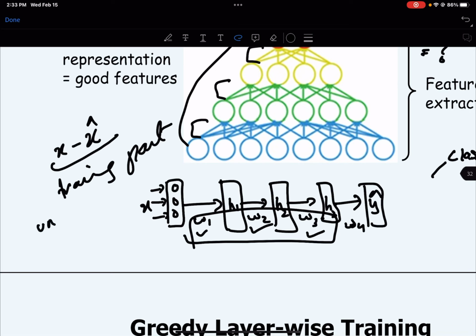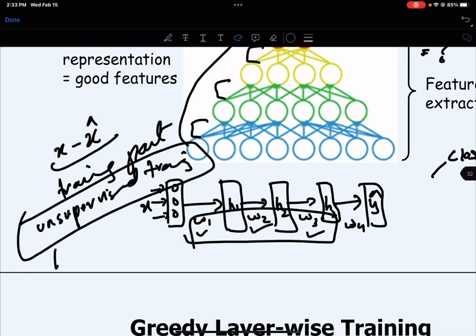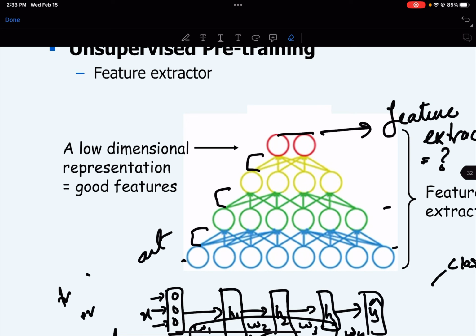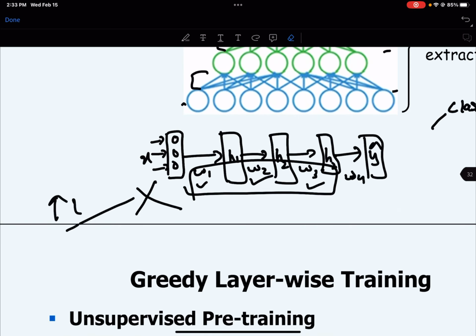So this is unsupervised training, where we are not giving the labels. We do not give the labels, we're only trying to make the encoder output and decoder have the same values. So this is unsupervised training, and we have trained our weights W1, W2 and W3.